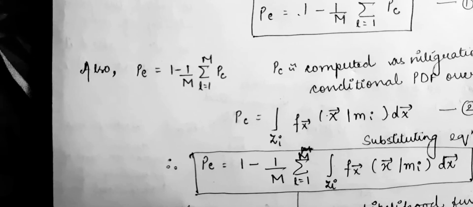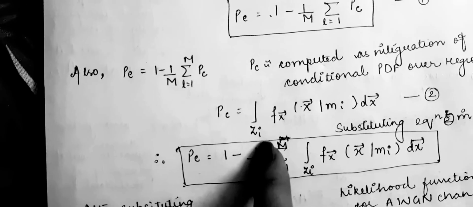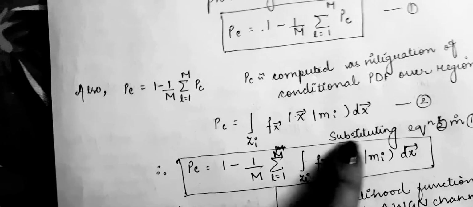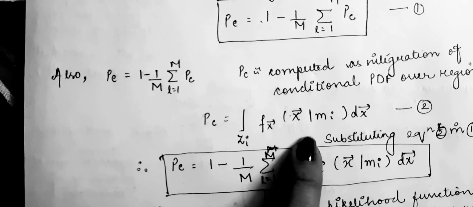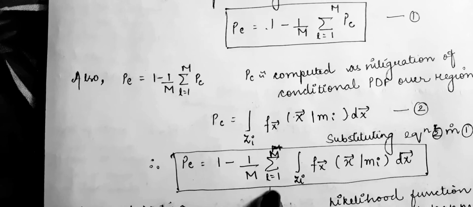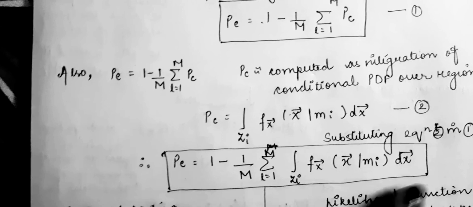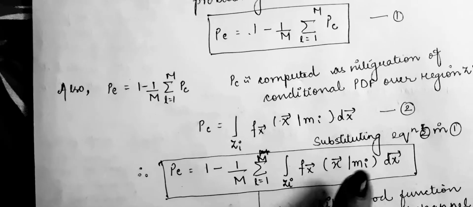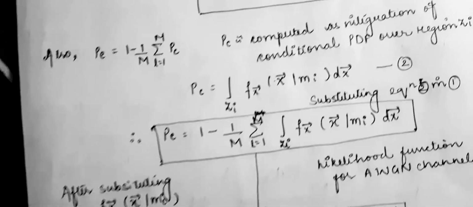So we can say that the conditional probability density function is also called the likelihood function. We can represent Pc as the integral over Zi of fx(x | mi), the conditional probability density function. Therefore Pe = 1 - 1/m summation i = 1 to m of the integral over Zi of the conditional probability density function, also called the likelihood function of the received vector.